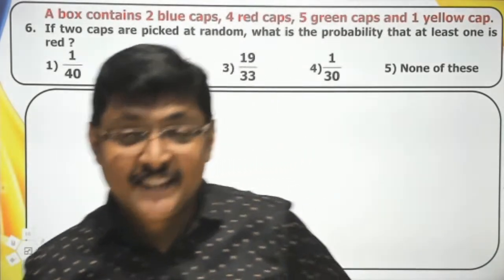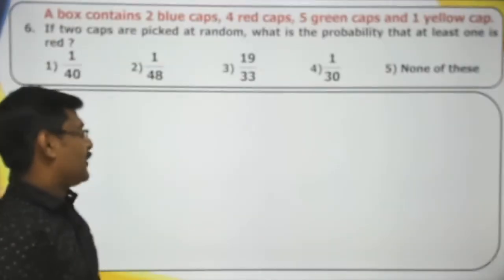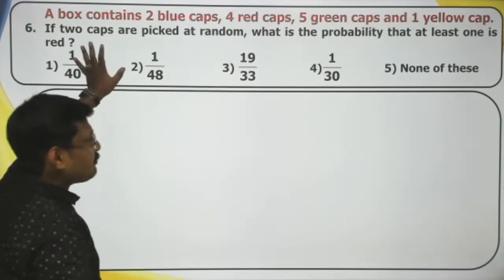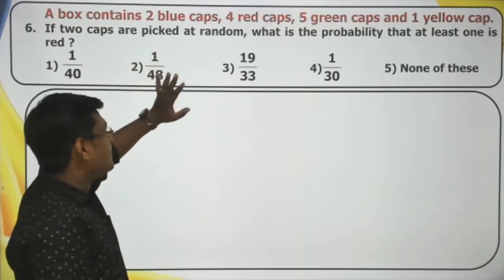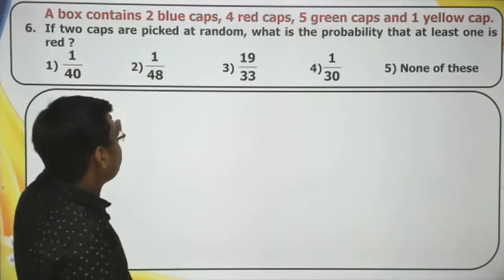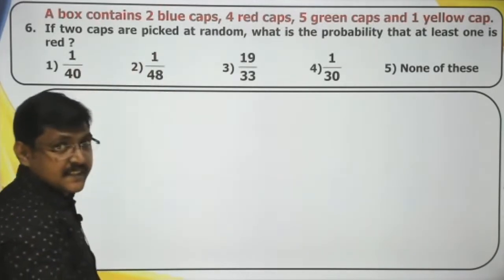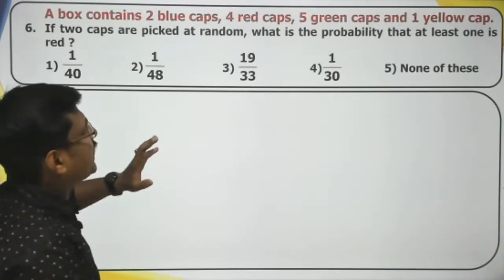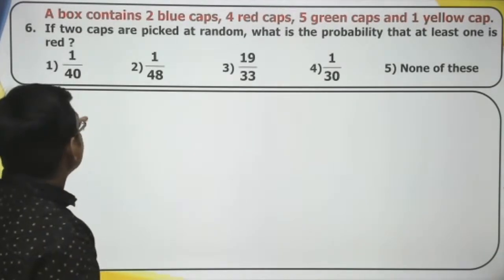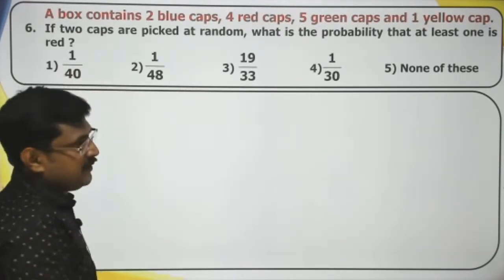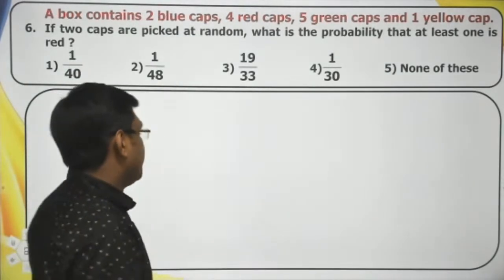So I am explaining this, listen carefully. For these types of questions, same cap numbers, same colors, no change for that. The only change to the question is that two caps are picked at random. So I am reading that question, listen carefully from the beginning. A box contains 2 blue caps, 4 red caps, 5 green caps and 1 yellow cap. If 2 caps are picked at random, what is the probability that at least one is red? At least one is red.